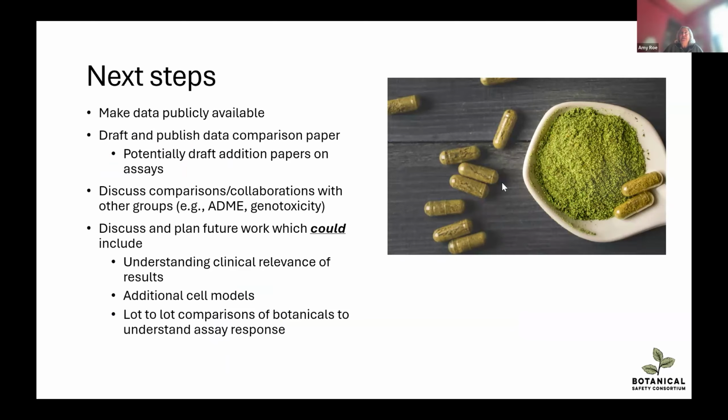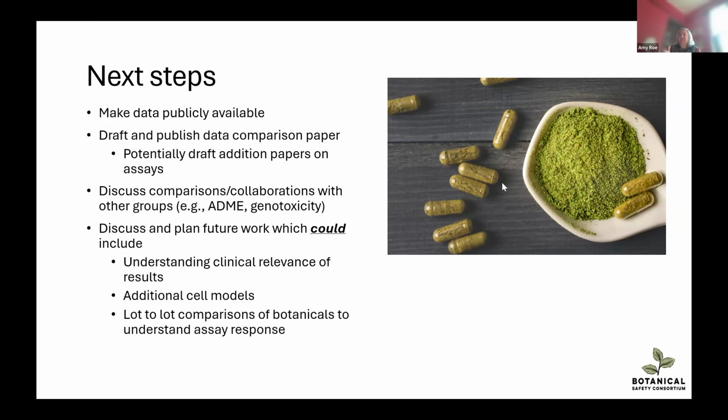Obviously, like others, we're trying to determine what to do with all of these data that we've generated. Too much, as Christine said, I think, too much for a single publication. So we're looking at how we parse out the data into multiple publications. Some of the data on just a single botanical are probably interesting enough for a publication. And like others, we want to collaborate with other groups, and also looking at future work.